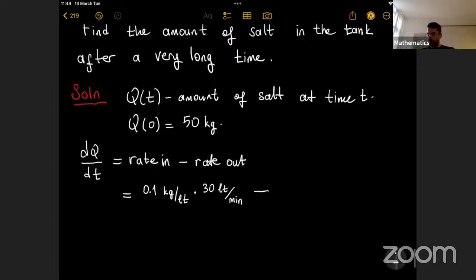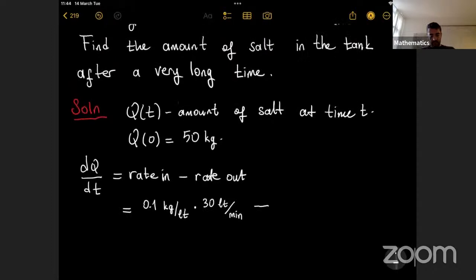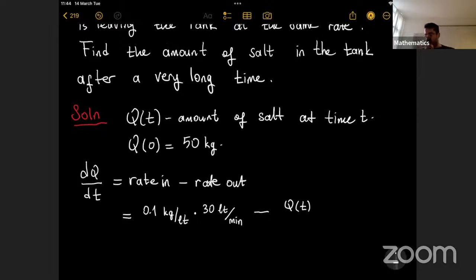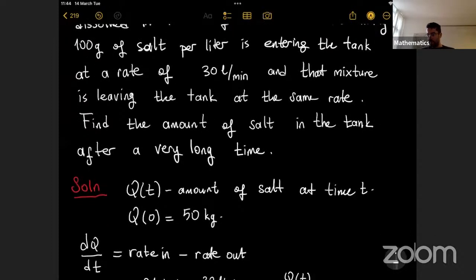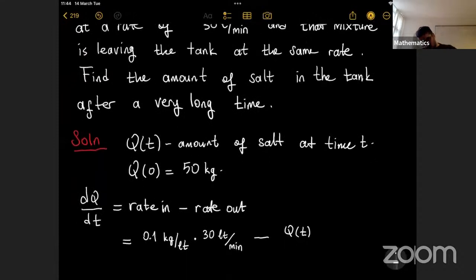So what is rate out? Well, we have Q(t) kilograms in the solution, and it flows out at the same rate. What is the rate here? It's 30 liters per minute. So it's going to be Q(t) over, what is the volume here? This is the concentration of the mixture flowing out. Q(t) is the kilograms, and the volume V(t) is what?